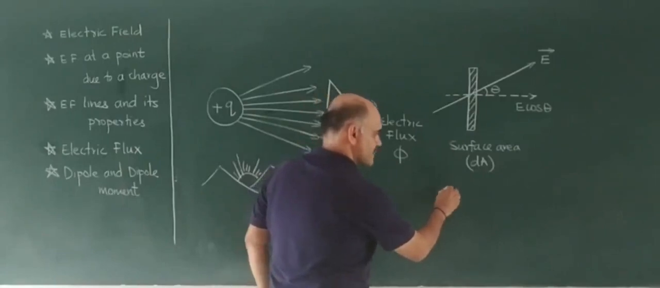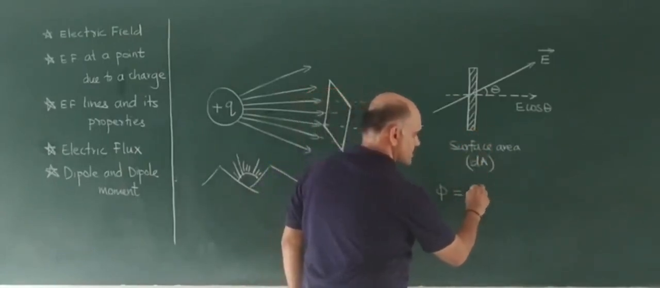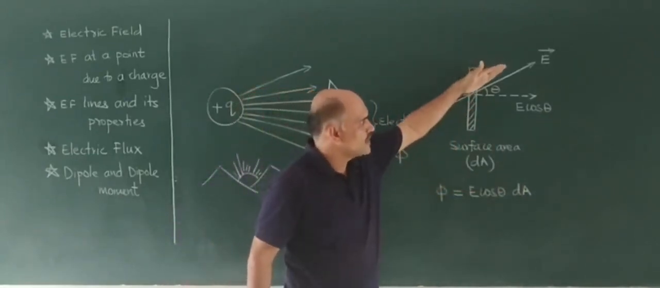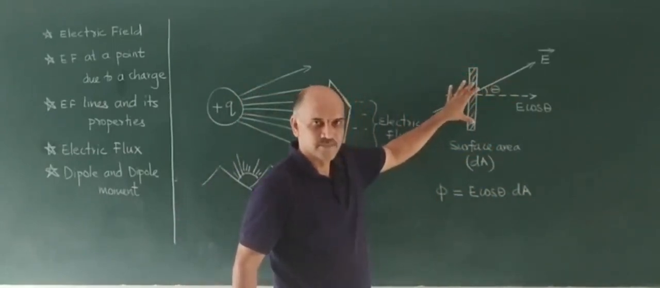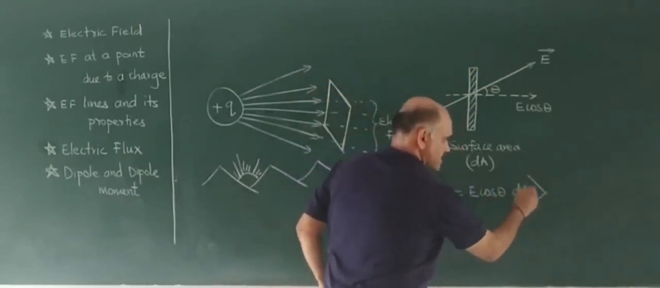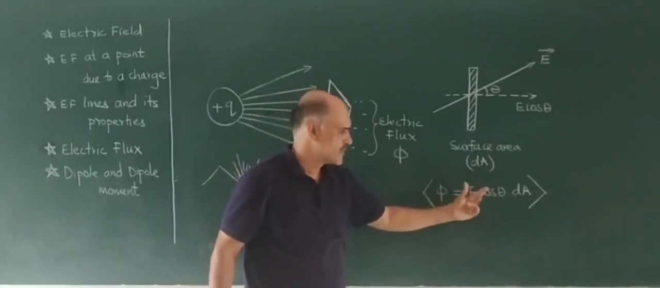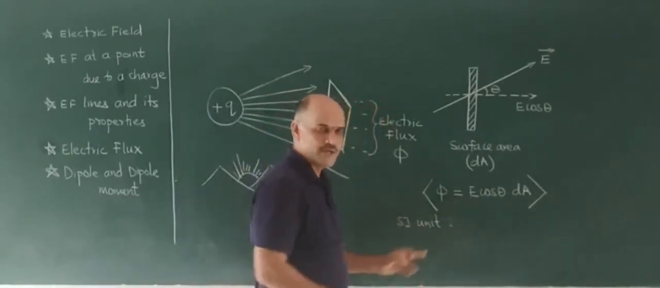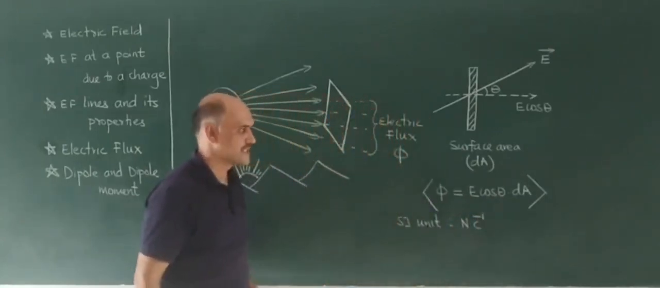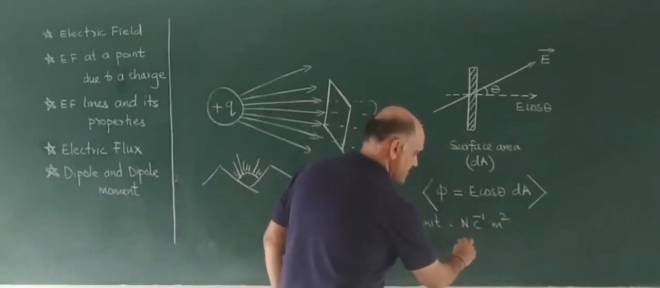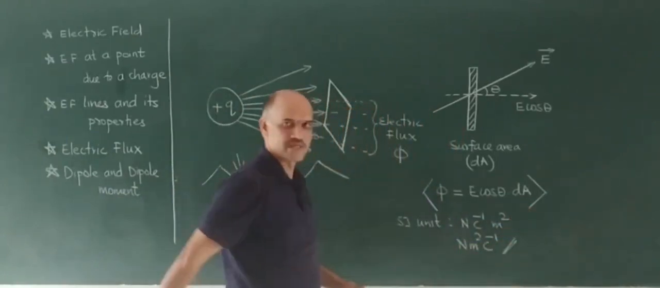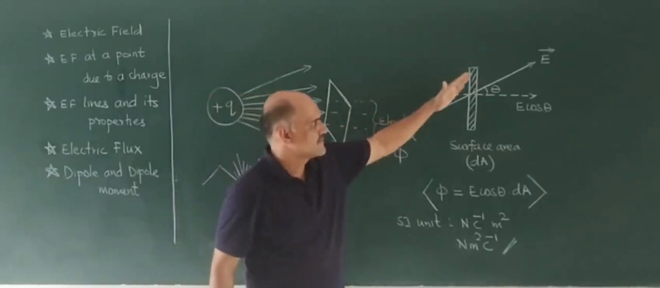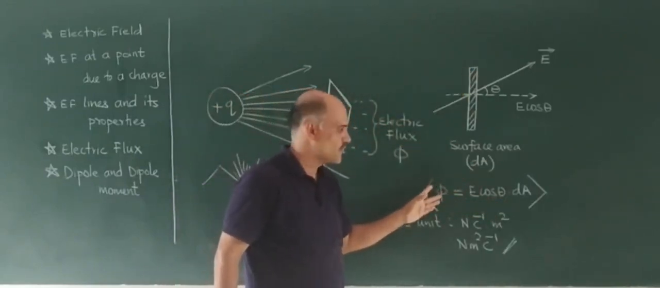So the mathematical definition of flux is the product of E cos theta and dA, that is, the product of the normal component of E and the cross-sectional area. Just remember the formula, the definition will not be asked. So phi is equal to E cos theta into dA. From this you can write the SI unit of flux. E is Newton per coulomb, cos theta is unitless, dA is meter square. So the SI unit is Newton meter square per coulomb. The theoretical definition is the total number of lines passing, and the mathematical definition is E cos theta into dA. This formula is important for derivations.